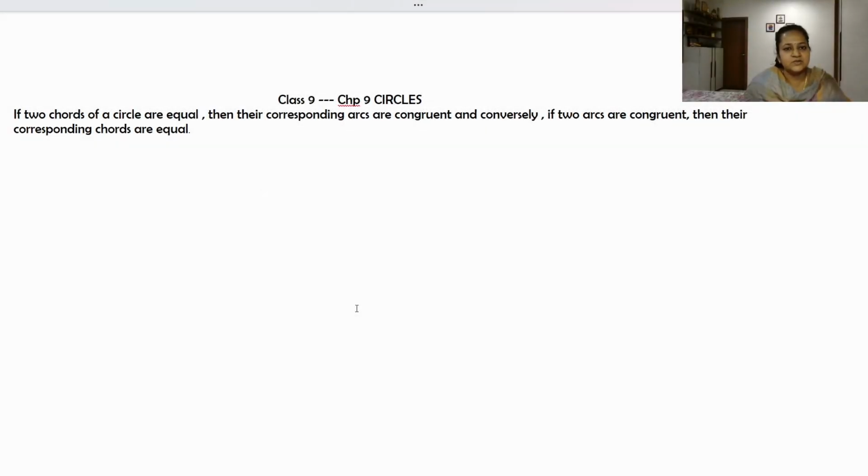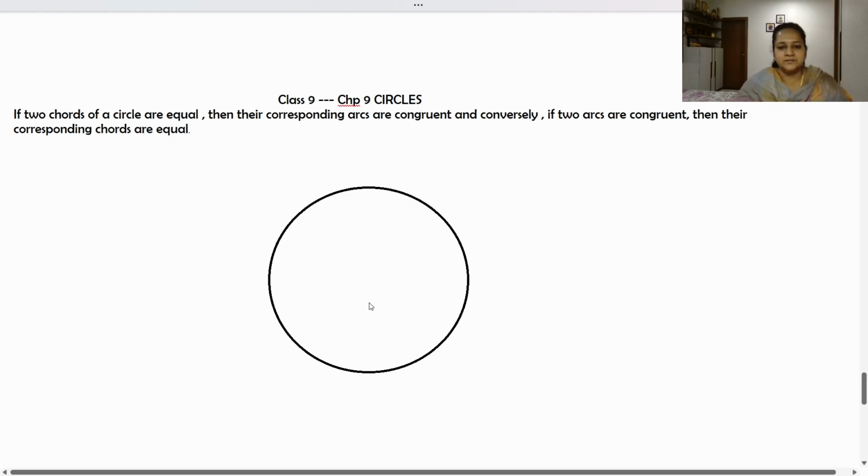Hello children, let's look at a few properties from the chapter of circles. The first property that we are looking at is if two chords of a circle are equal, then their corresponding arcs are congruent. And conversely, if the arcs are congruent, then their corresponding chords are equal. What do we mean by that?